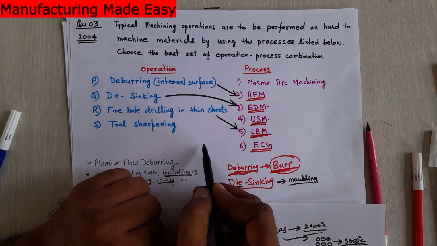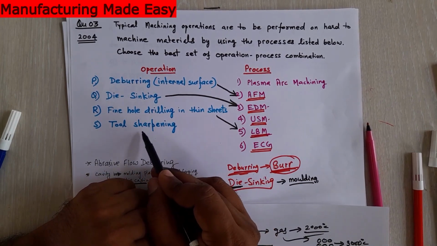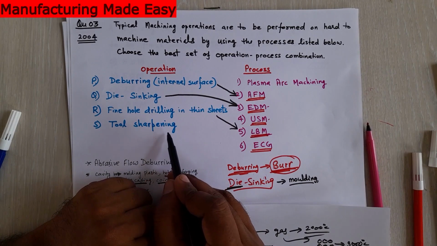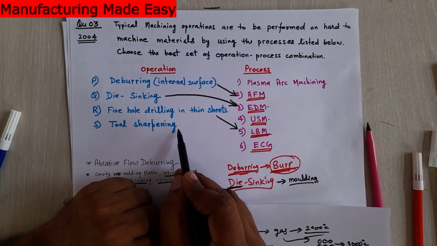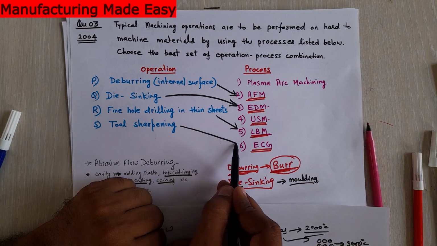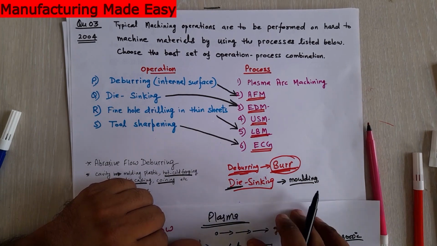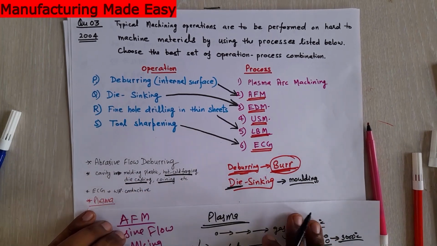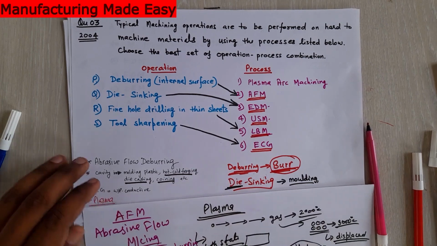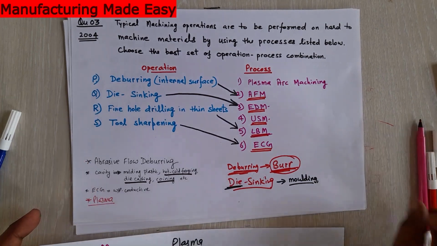Next is tool sharpening. For sharpening of the tool, generally grinding is used, so electrochemical grinding. All these things I have explained clearly. So now we will see the next question.